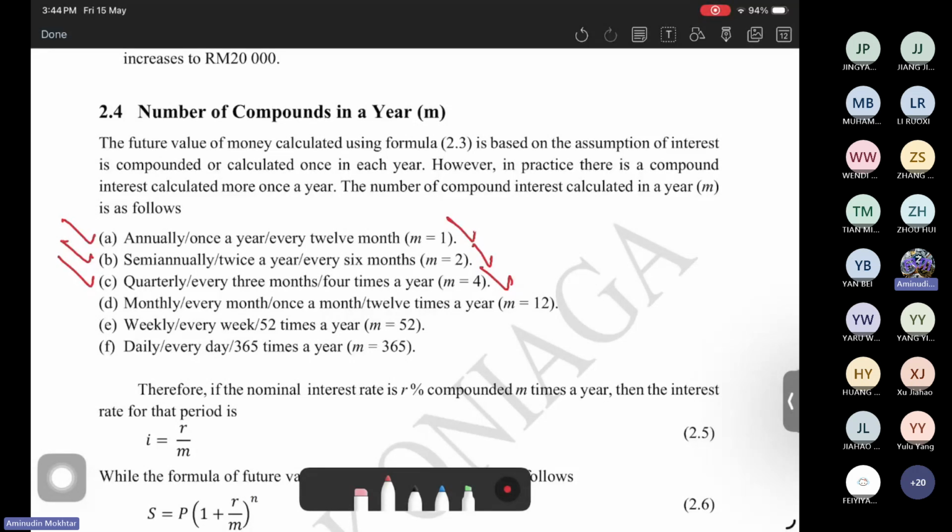And then the interest rate could also be calculated on a monthly basis, every month, once a month, 12 times per year, m equal 12. Or weekly, where we assume that there are 52 weeks in a year, so m equals 52. The interest rate is calculated 52 times a year, every week.